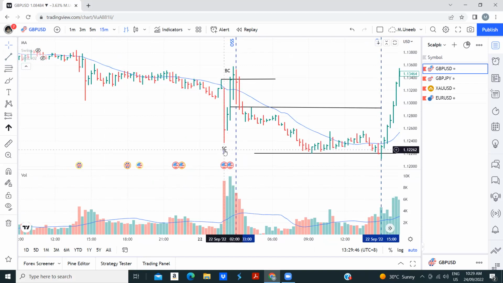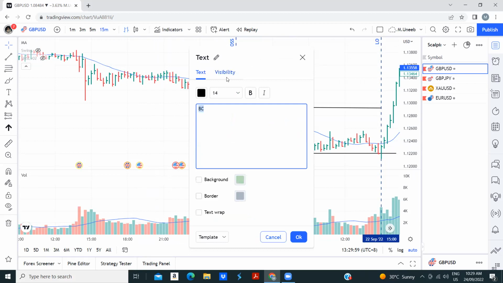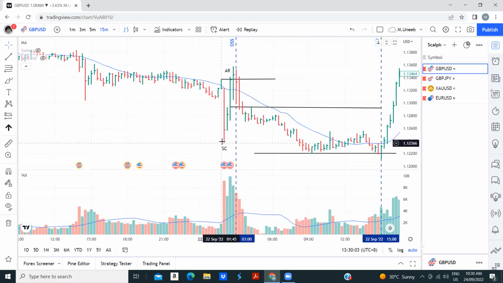Okay, so this is what? Selling climax, right? And the price rose up here. So this is a kind of buying climax, but more importantly, what happens is the price recovers back, tests this region, so this becomes AR, right? Because selling climax comes earlier than this one buying climax, right? So we will say that this is a selling climax, AR, right?